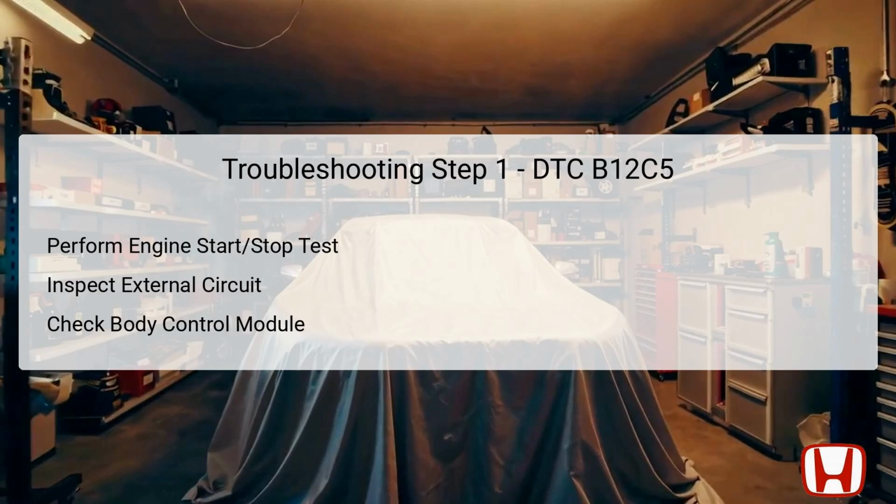The first step in troubleshooting the DTC B12C5 involves conducting an engine start-stop switch test. This test is essential to verify whether the switch is functioning correctly. Next, the external circuit connected to the switch must be inspected, focusing on the wiring from the battery to the body control module, including the positive smart power supply, plus B smart, SS1 and SS2 connections. Faulty wiring can interrupt the communication necessary for the switch to function correctly.